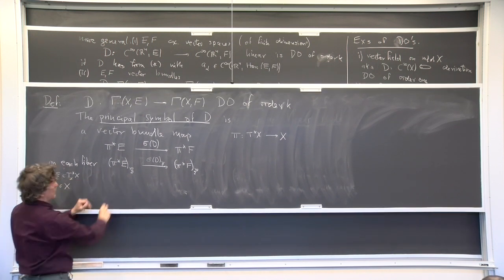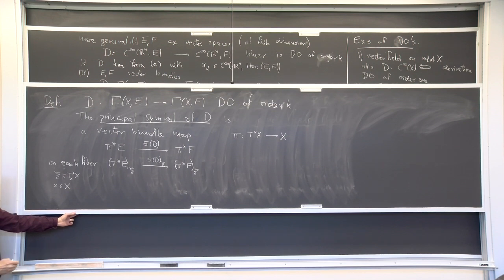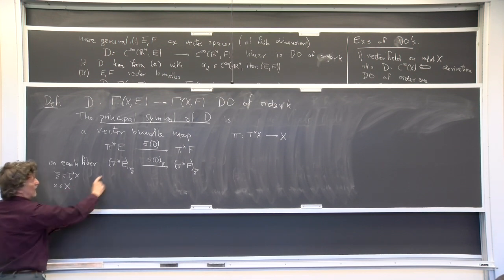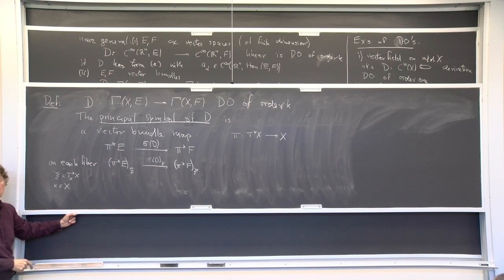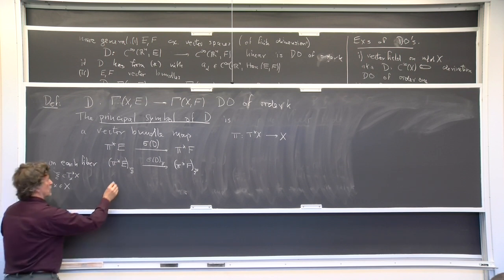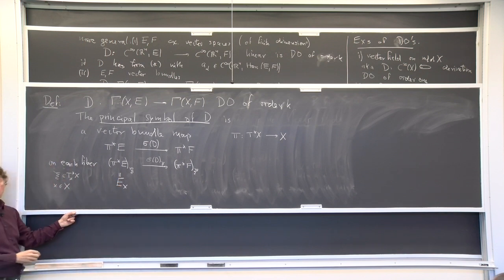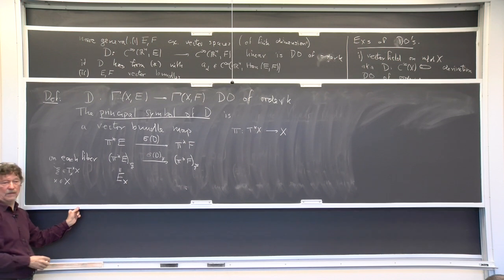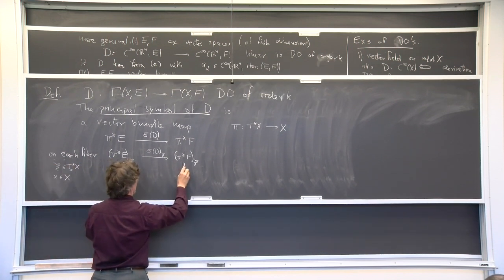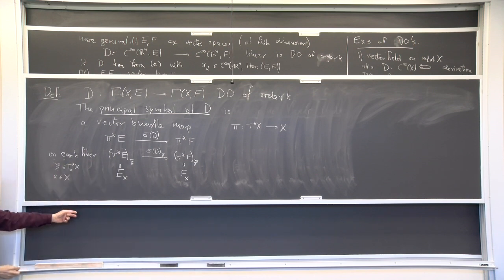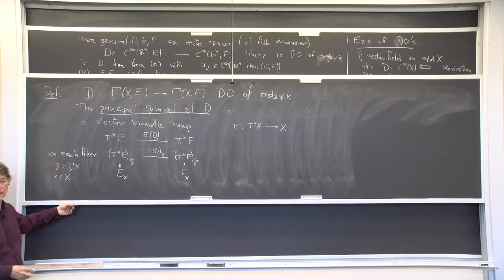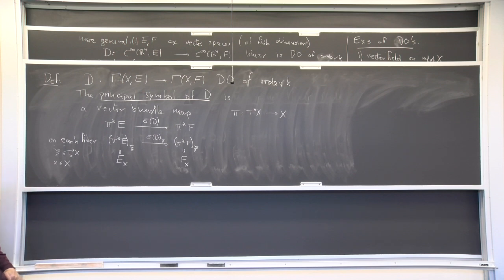So what is the fiber of this pullback bundle? Well, that's the fiber over the image of xi under the projection map. Oh, so that's x. So this one here is just the fiber over x of the vector bundle E. And similarly, this is the fiber of F over the point x. So now I need to write down this map here. So, okay, what should that be?